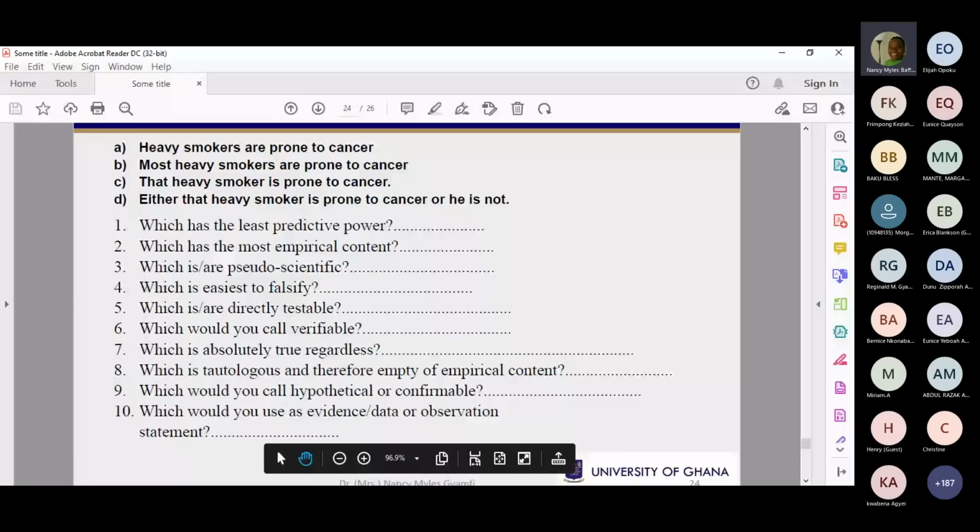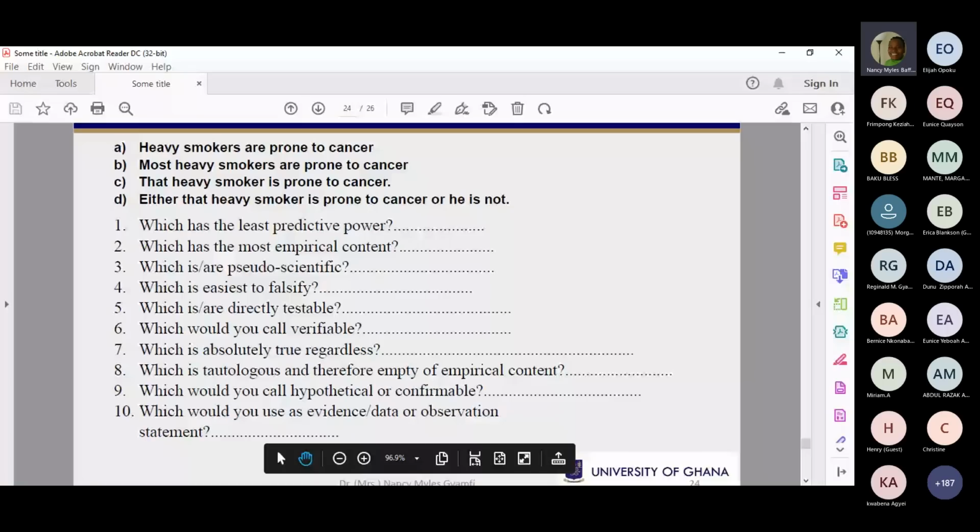Okay, look at 7, which is absolutely true regardless. Which of the options there? D. You understand D for dog. Very good. It's D for dog. Okay, so question 7. It cannot be false. Well done.